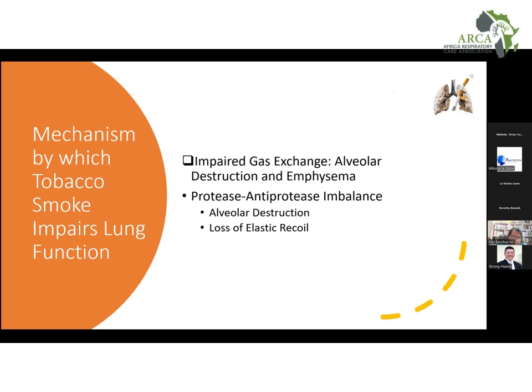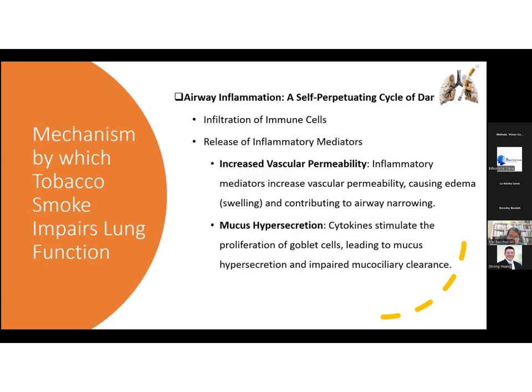For elastic recoil, the breakdown of the elastin also impairs the elastic recoil of the lungs, which is essential for maintaining airway patency during exhalation. This loss of recoil contributes to airway collapse and air trapping, which further exacerbate airflow limitation and impair gas exchange. And lastly, airway inflammation. Chronic airway inflammation is the hallmark of asthma and COPD in smokers and is a critical mediator of lung damage caused by tobacco smoke. This inflammation involves a complex interplay of immune cells, inflammatory mediators, and structural changes in the airway.